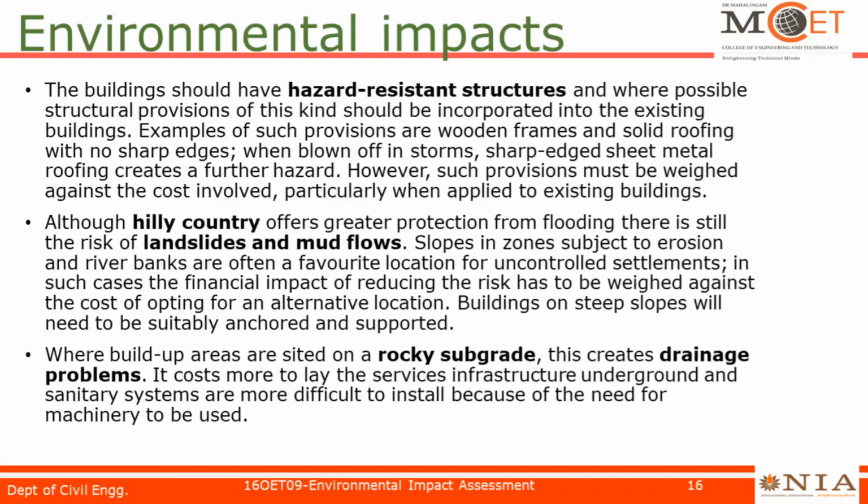The buildings should have hazard resistant structures and wherever possible, structural provisions of this kind should be incorporated into the existing buildings. Examples of such provisions are wooden frames and roof proofing with no sharp edges. When blown off in a storm, sharp edged sheet metal roofing creates a further hazard. However, such provisions must be weighed against the cost involved, particularly when applied to existing buildings. So you need to make a balance between the cost and the hazardous effect of those metal sheets. Although hilly country offers greater protection from flooding, there is still the risk of landslides and mud flows.